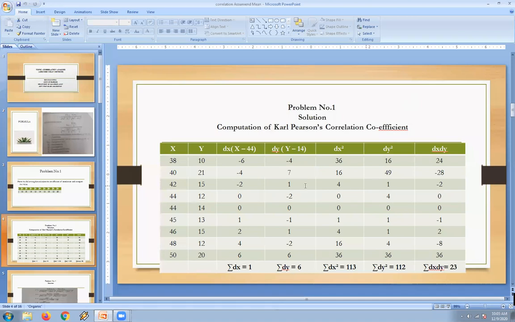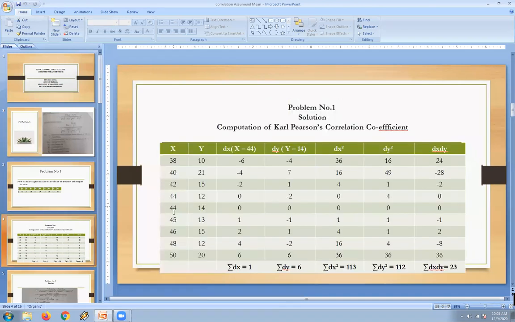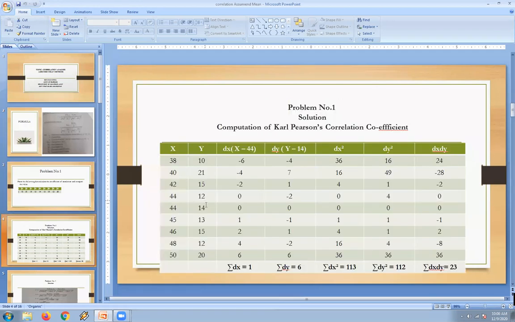So in total, how many columns are here? There are a total of 7 columns, both in the actual mean as well as in the case of assumed mean. We have to draw a table of 7 columns. Let us write the first column for x, the second for the y variables, the actual values given in the question. The x values are, see the question here, 38, 40, 42, 44, again 44, 45, 46, 48 and 50. And for the y values also, write as it is in the question, that is 10, 21, 15, 12, 14, 13, 15, 12 and 20.